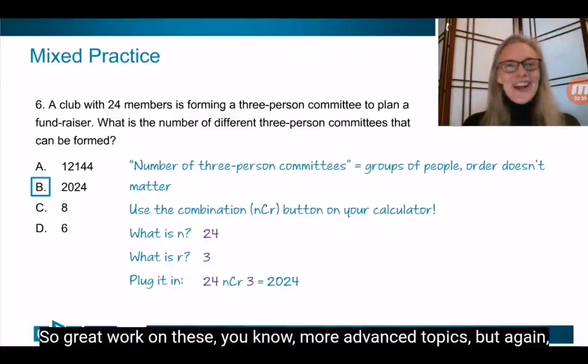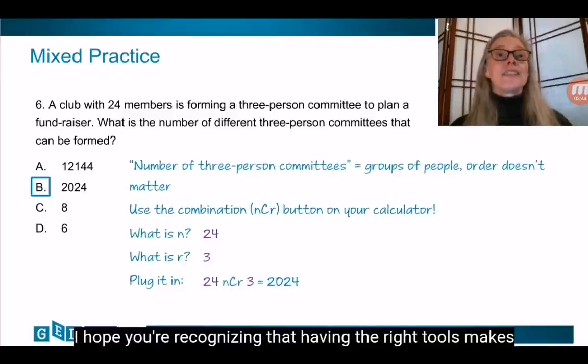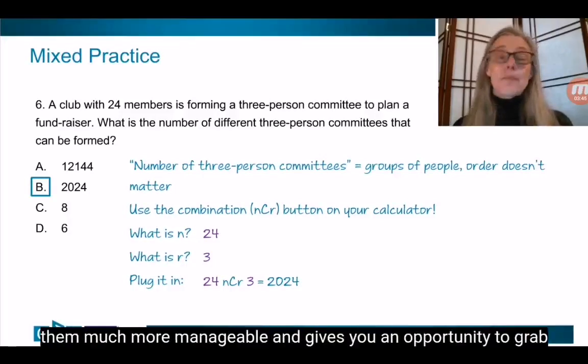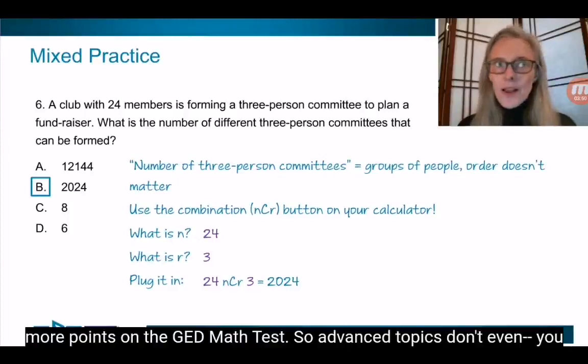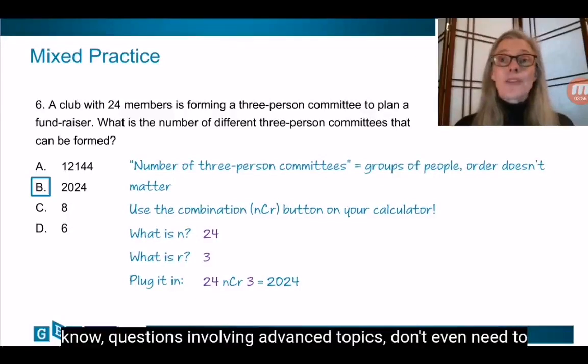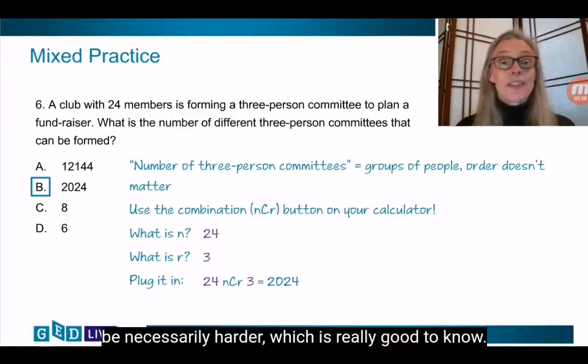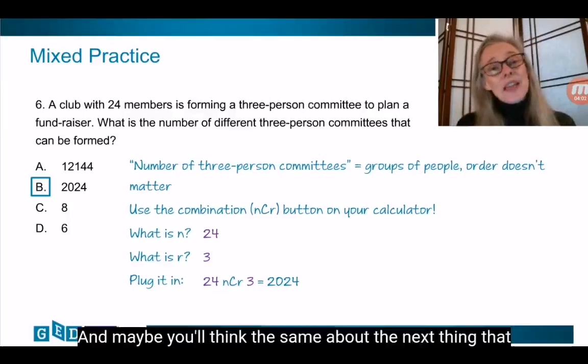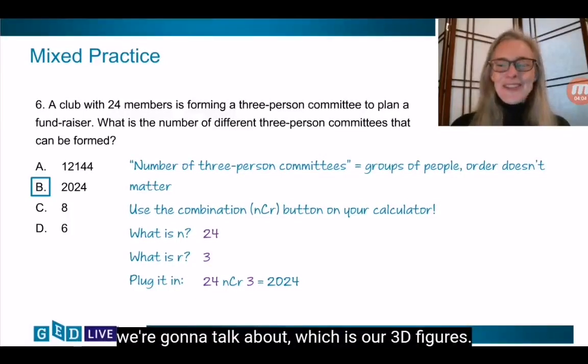So great work on these more advanced topics. But again, I hope you're recognizing that having the right tools makes them much more manageable and gives you an opportunity to grab more points on the GED math test. So questions involving advanced topics don't even need to be necessarily harder, which is really good to know. And maybe you'll think the same about the next thing that we're going to talk about, which is our 3D figures.